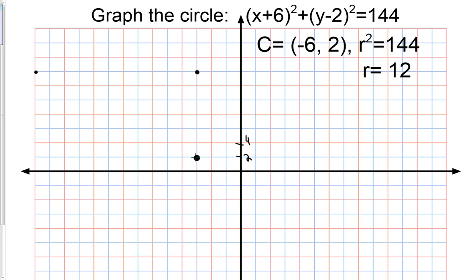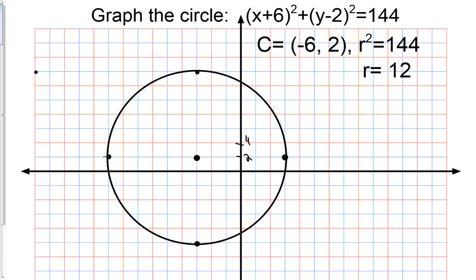So there's a point, 2, 4, 6, 8, 10, 12. There's another point, 2, 4, 6, 8, 10, 12. And one last point, down, 2, 4, 6, 8, 10, and 12. And then connect them with a circle here, and we've got something like that-ish, and there's our circle.